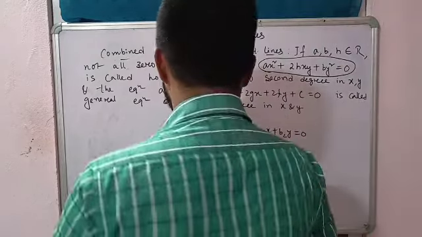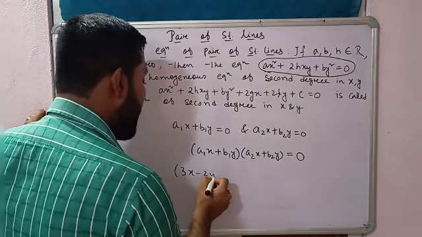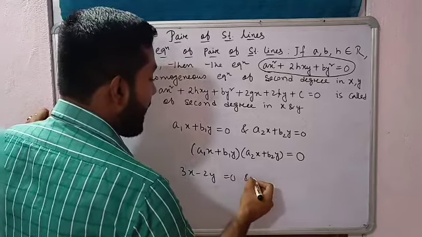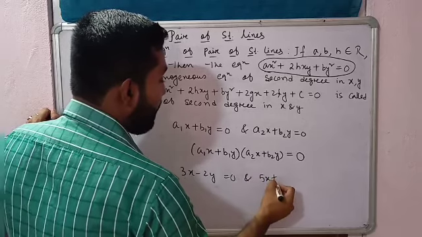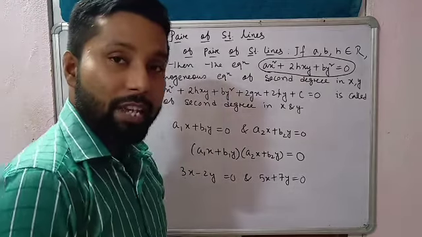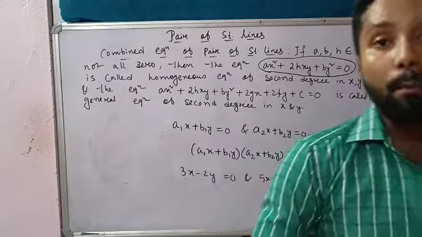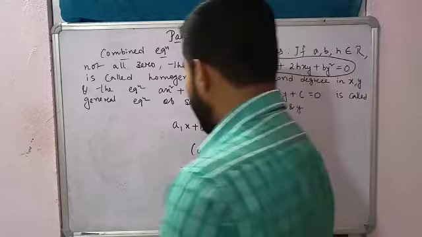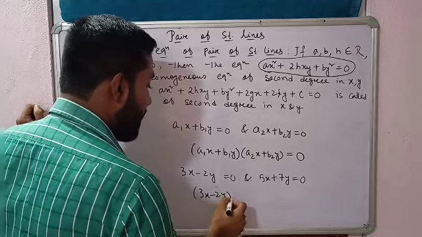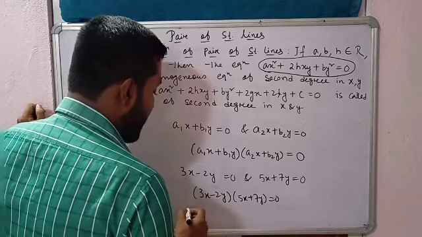Let us take one example. Suppose there are two equations, say 3x minus 2y equal to 0, and 5x plus 7y is equal to 0. Okay, these two are linear equations. Now if I want to combine these two equations, what will be the combined equation of this pair of straight lines? So if I want to combine them, look at here, it can be written as 3x minus 2y into 5x plus 7y. This is equal to 0. Yes, now expand this one.